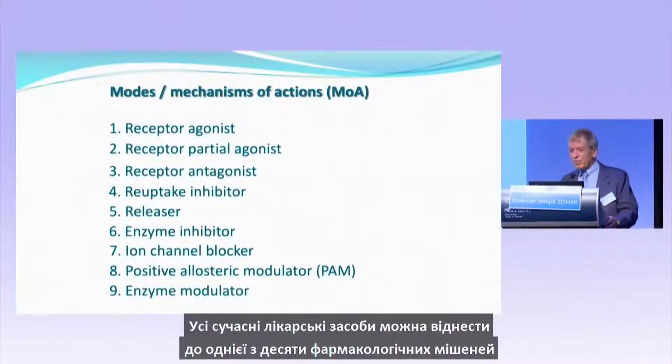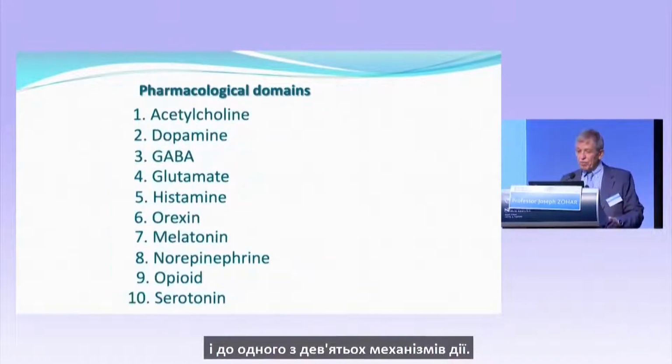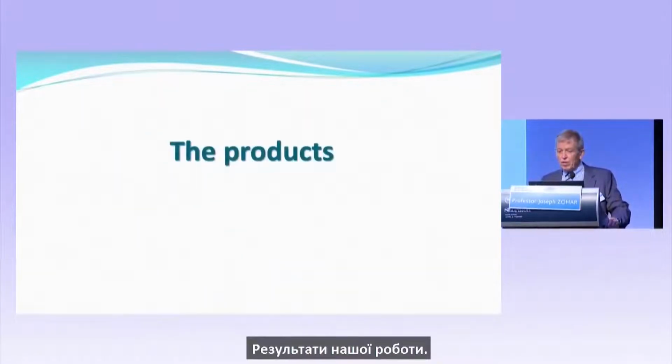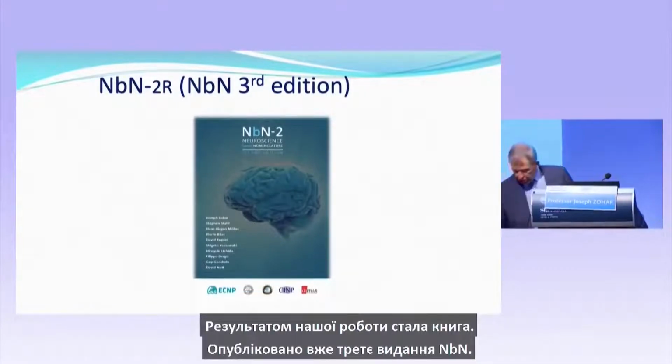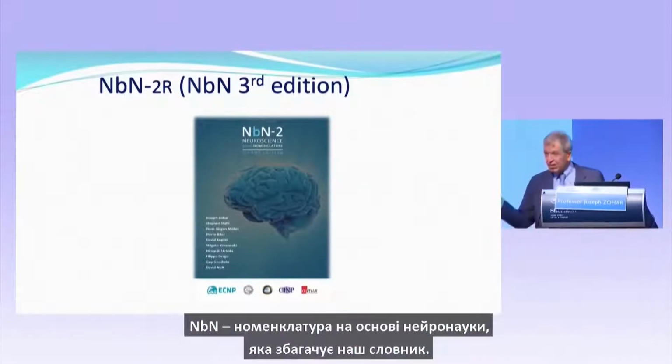So basically, if you think about it, all the medications that we are using nowadays are composed of a combination between these 10 pharmacological domains and these 9 modes of action. So based on this, we came up with some products. The product is a book, which is NbN, and we also have the NbN child and adolescent version.